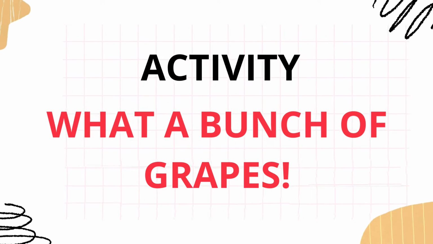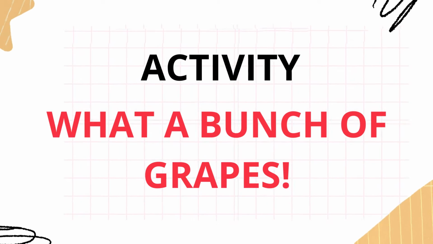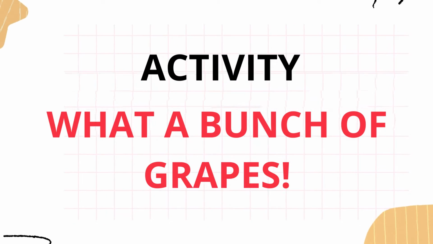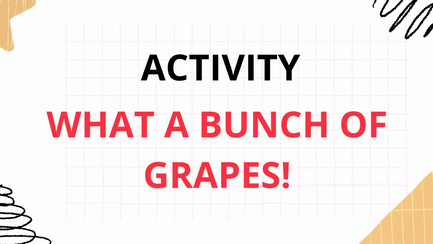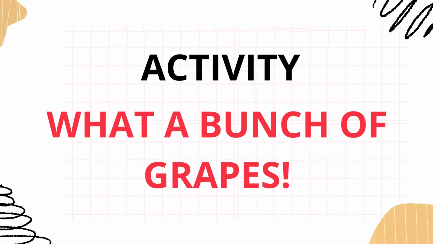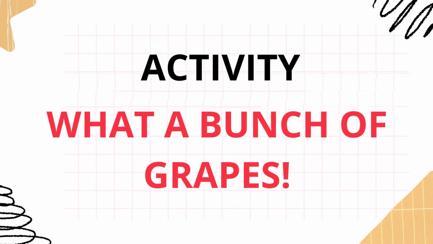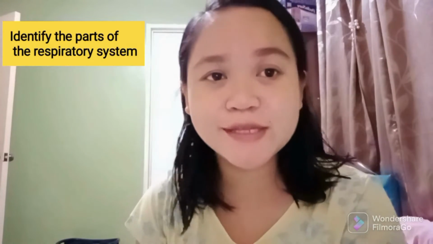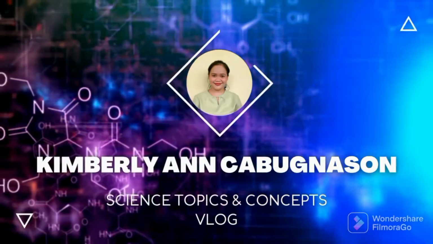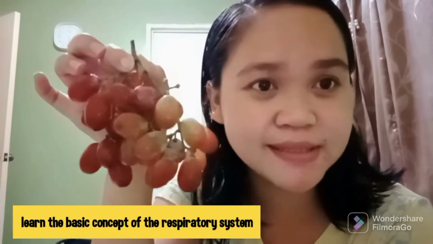So in order for us to fully understand the concept of the respiratory system, we will have an activity first. Our activity is entitled A Bunch of Grapes. Hello everyone. For now, let's learn the basic concept of the respiratory system using a bunch of grapes. So I have here a bunch of grapes, and with this bunch of grapes, we will be able to learn basic concepts of the respiratory system.